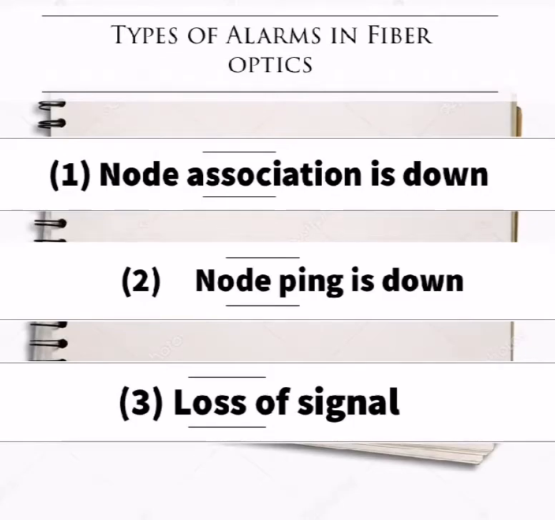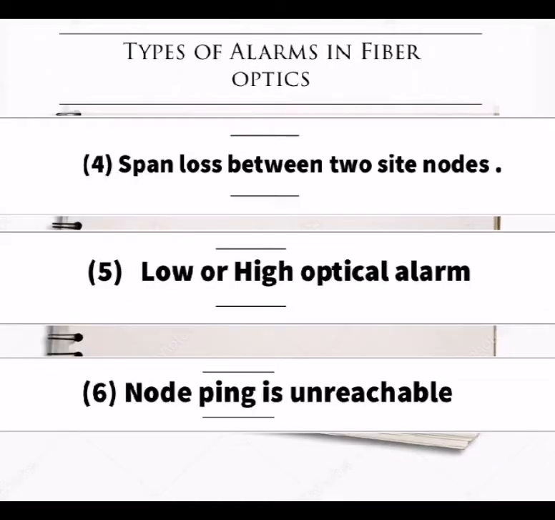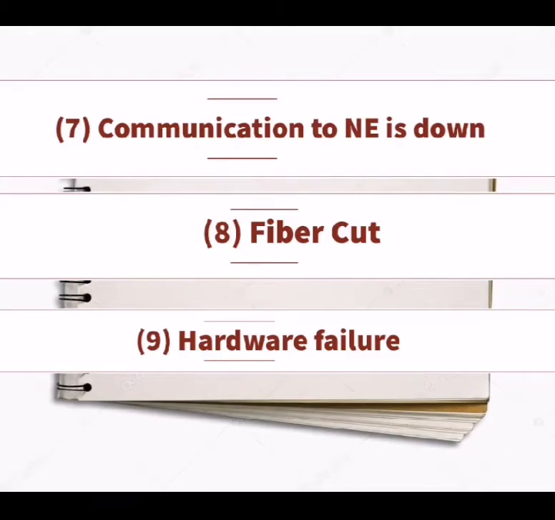So first, node association is down, second, node ping is down, and the third, loss of signal. And the next one is span loss between two site node, high or low optical alarm, and node ping is unreachable. And communication to NE is down, fiber cut, hardware failure.